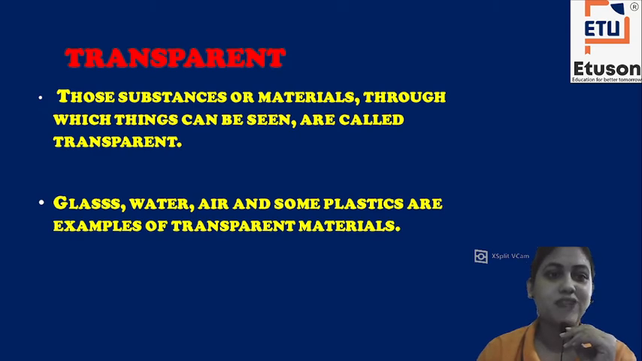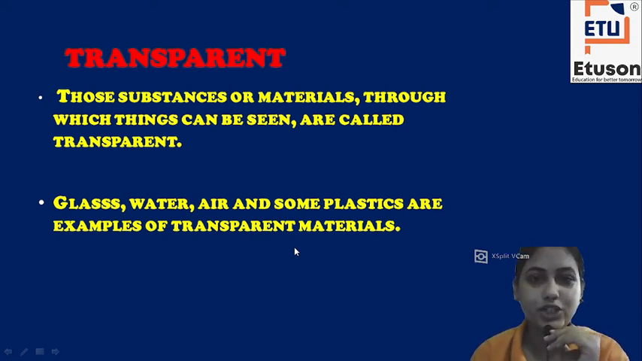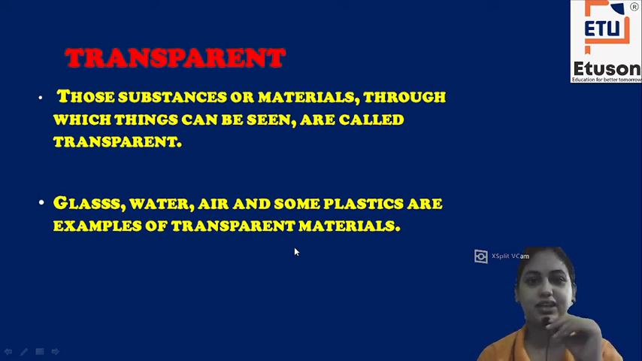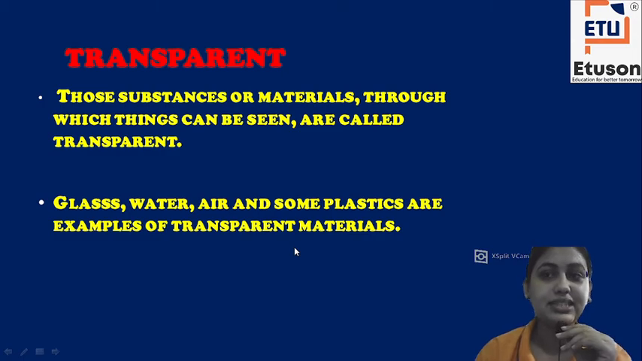First is transparent. Those substances or materials through which things can be seen easily are called transparent. Examples: glass, water, air, and some plastics are transparent materials. Also, we can see one common example when we go to a shop. The shopkeeper has kept some chocolates or biscuits in a glass jar which we are able to see. That is also an example of a transparent material. So this is the concept where the substances are easily seen.